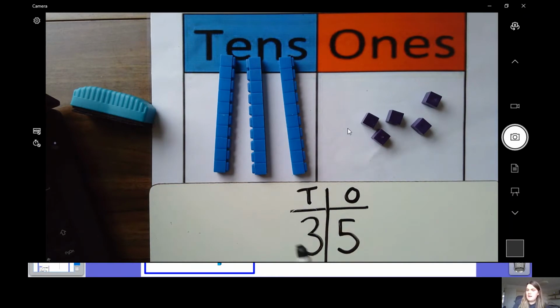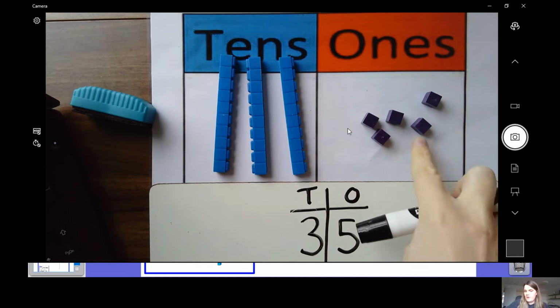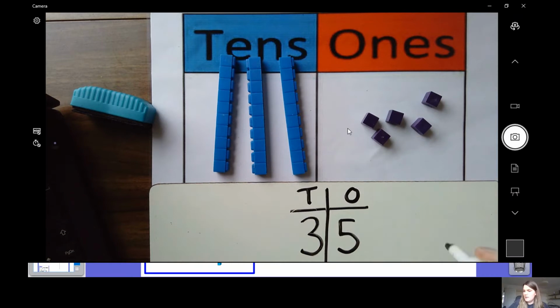When I'm using my place value chart, it's very easy to tell how many I need to put in each column because we split the number down the middle between our 10s and our 1s. So I have 3 10s here. I have 5 1s here. That means I have 35.